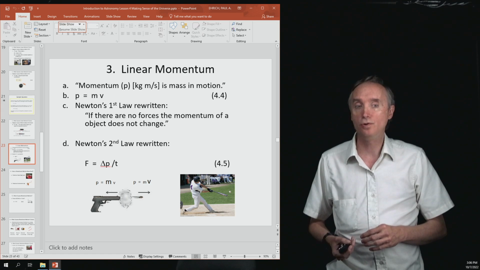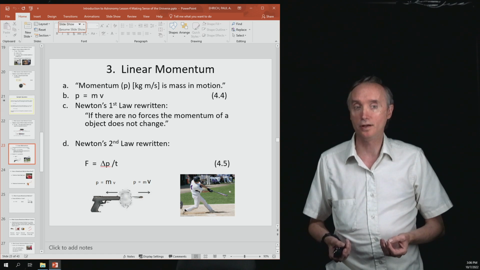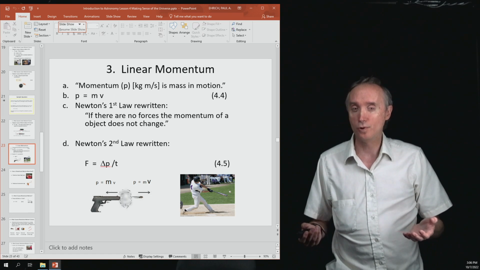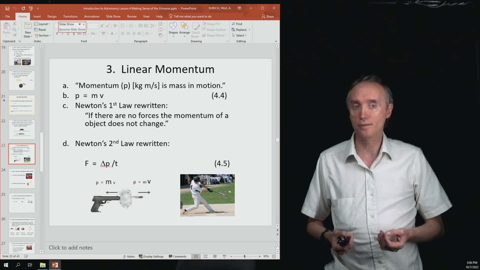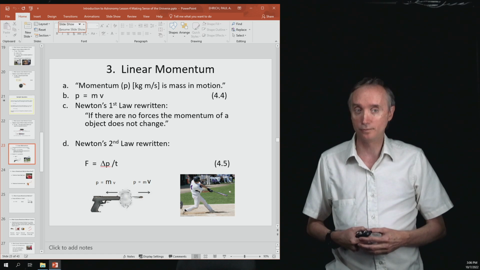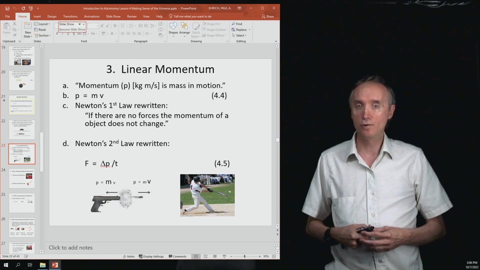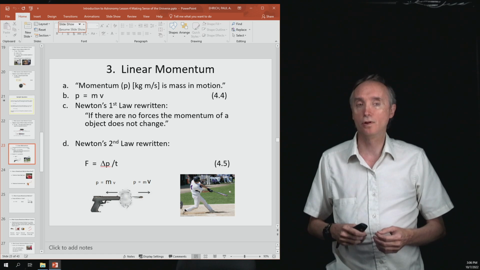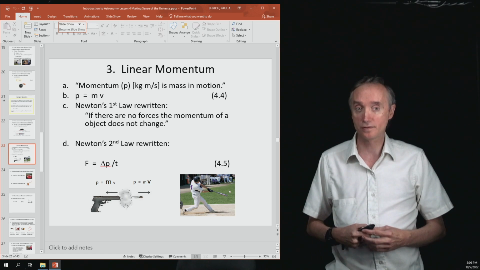So if I was to say to you, what's the momentum of the Queen Mary if it's docked? Well, you would say 0. But the Queen Mary's so big, it's got a lot of mass. Yeah, but if it's not moving, if it's docked, then its speed is 0, and 0 times anything is going to be 0. So how could we rewrite Newton's laws of motion in terms of momentum?